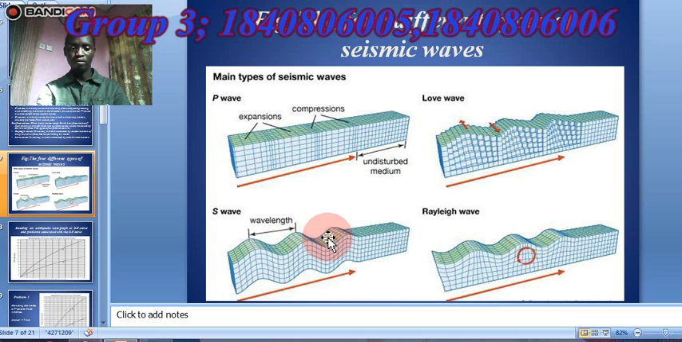And we have the S wave, and as you can see, the particles move perpendicular to the direction of travel of the wave. This is a Love wave and this is a Rayleigh wave.